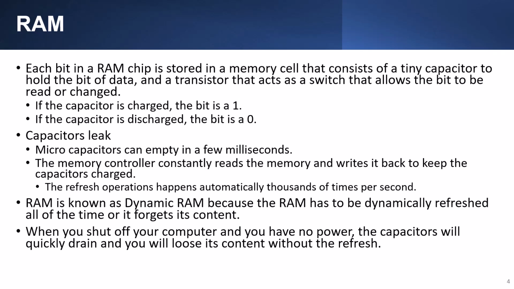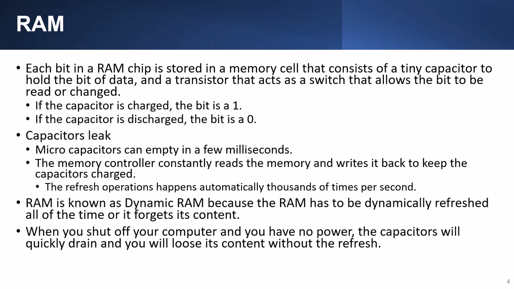RAM consists of billions of memory cells that consist of tiny capacitors to hold the bit of data with the transistor acting as a switch. If the capacitor is charged, the bit is a 1, and if the capacitor is discharged, it is a 0. Unfortunately, capacitors leak, whereas a charge will drain away. Since we're talking about very tiny capacitors, the capacitors will empty in a few milliseconds.